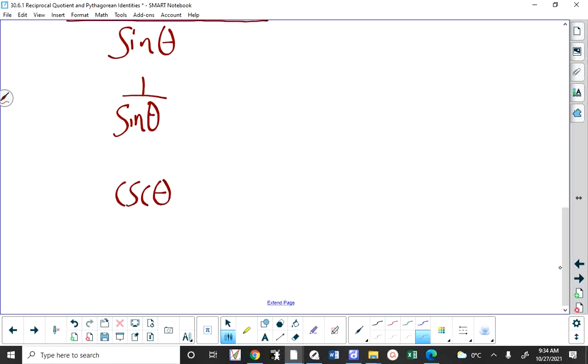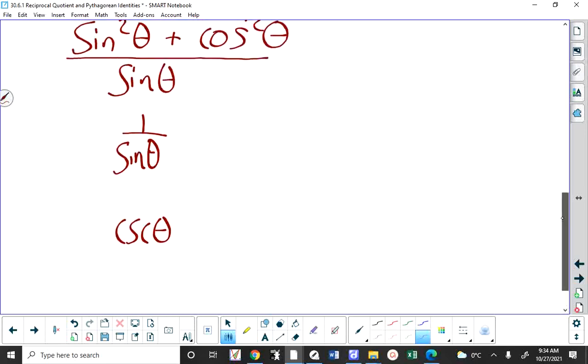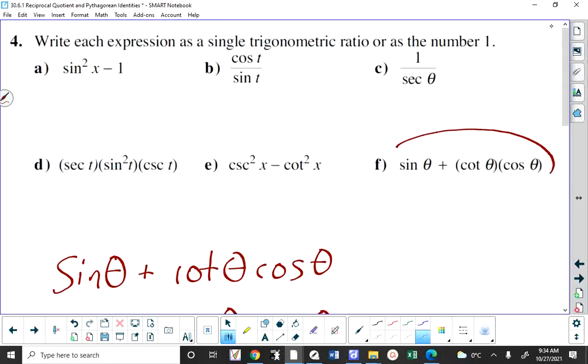Again, a legitimate multiple choice question. That is equal to what? And I might have cosine theta, sine theta, cosecant theta, secant theta. Other questions? Go ahead, JV.